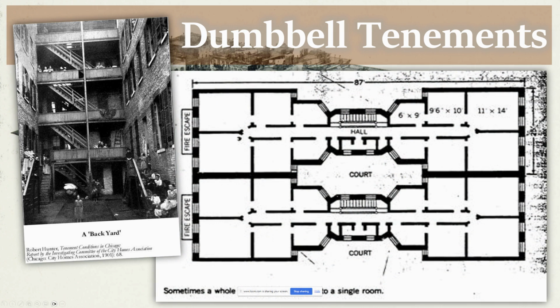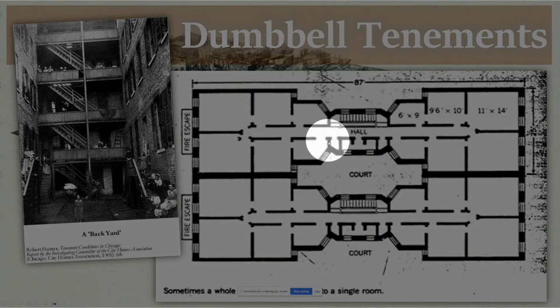Remember, I told you your bedroom is probably around 10 by 10. So you can imagine initially many of these dumbbell tenements, again, obviously it's called a dumbbell because it looks kind of like a dumbbell, like a weightlifting dumbbell. But a family might live in these 3 compartments here.